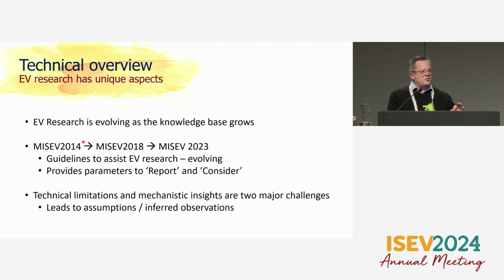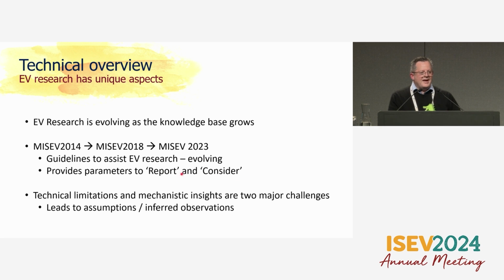It's really important to remember that things like MISEV are guidelines. They're not rules, they're not absolutes, they're guidelines. They're there to help guide doing good, rigorous, reproducible experiments. And these guidelines evolve with time. If you compare MISEV 2023 with MISEV 2014, you can see that as we've got more knowledge, we've evolved those guidelines. An important thing about these guidelines is that they don't tell you exactly what to do, but they provide parameters which you report. That's how you communicate your results, and also things to consider when you're designing experiments.